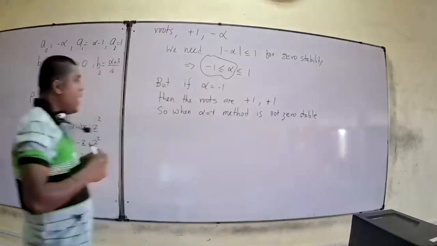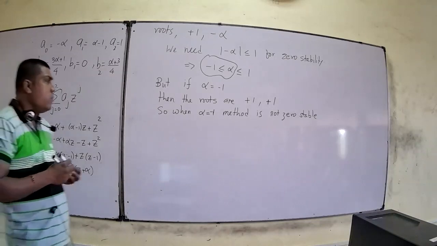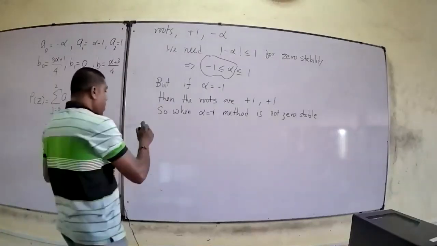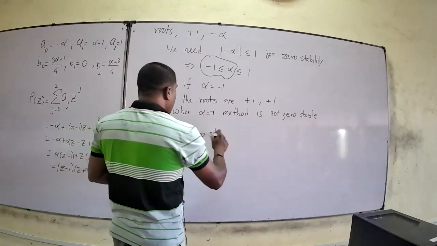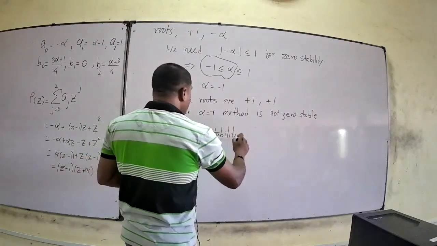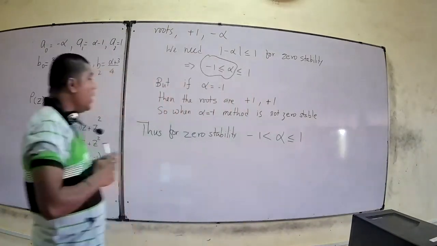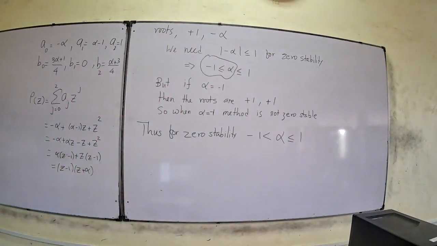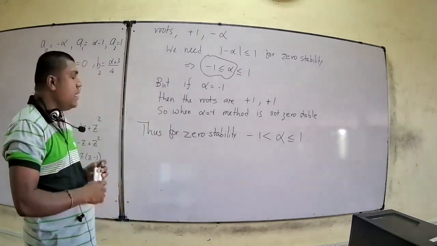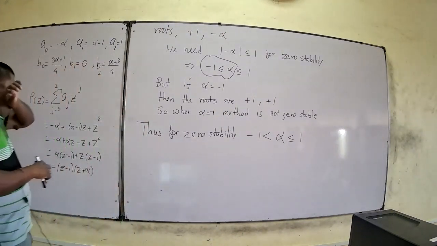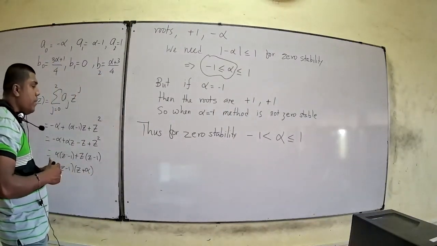So clearly you know that when alpha is equal to minus 1, the root is not zero stable. So you have to exclude that part. So for zero stability, you should have minus 1 strictly less than alpha, less than or equal to plus 1. So that should be the condition for the zero stability. Right. Once you know the zero stability, then you have to verify the order. Right. So next.